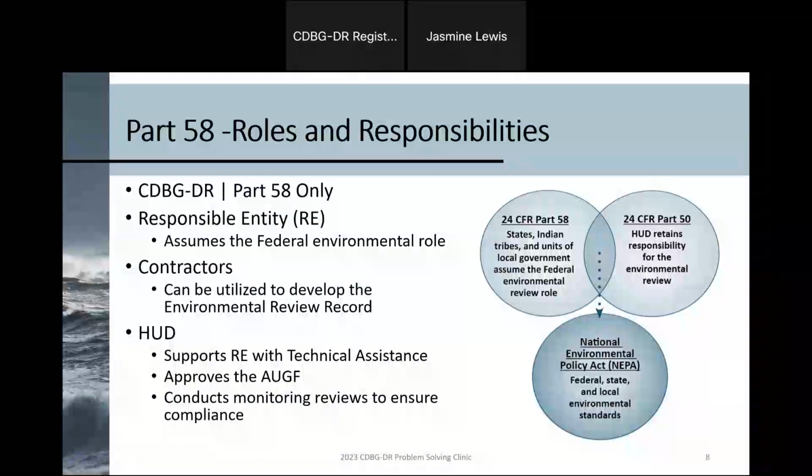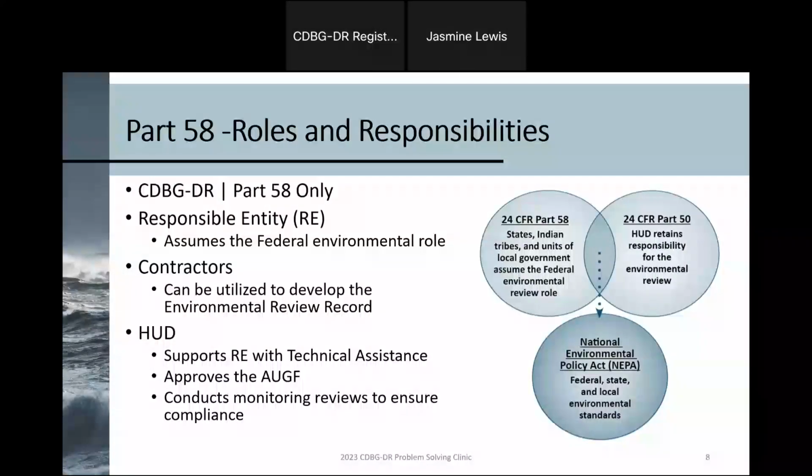It's also important when you're working with a consultant that the consultant has experience with HUD's Part 58 regulations in addition to NEPA and EPA requirements.